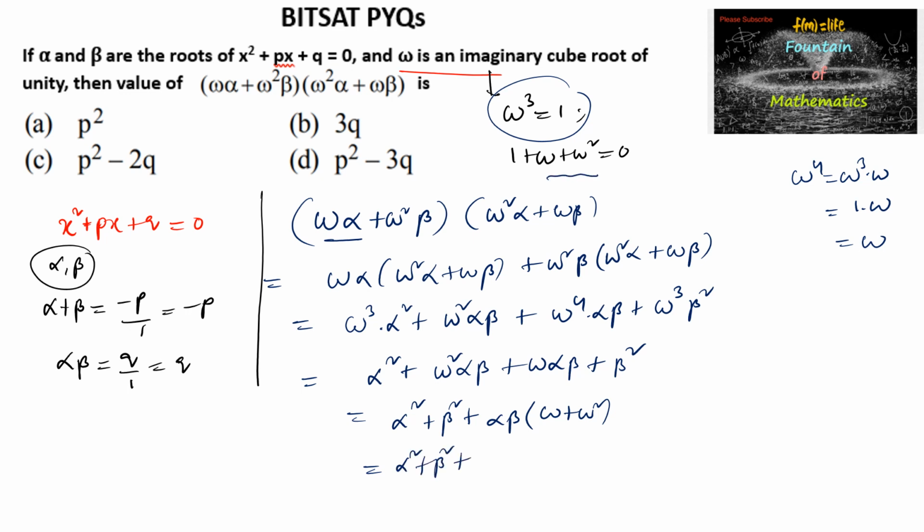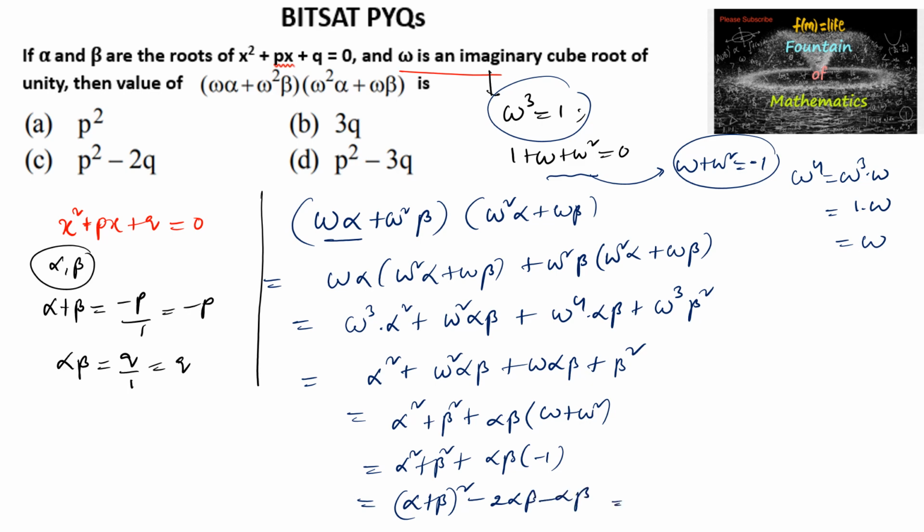Since omega plus omega square is minus 1, this is alpha beta into minus 1. So we can write this as alpha plus beta whole square minus 2 alpha beta, and again minus alpha beta. That is alpha plus beta whole square minus 3 times alpha beta. Alpha plus beta value is minus p, so minus p whole square minus 3 times alpha beta, which is q. So we can write p square minus 3q, which is option D. D is the answer.